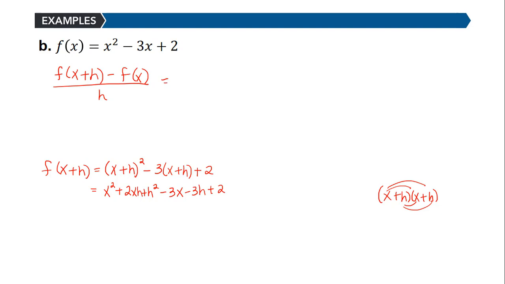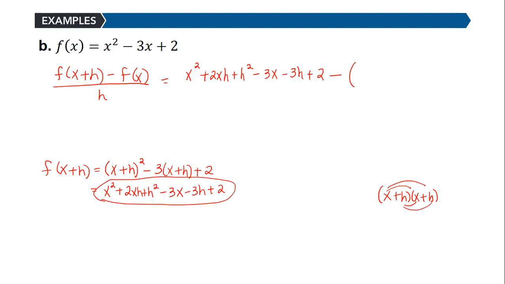So now we go back to our difference quotient, f of x plus h. We're going to put in this entire expression that we just found, which is x squared plus 2xh plus h squared minus 3x minus 3h plus 2. And now we have to subtract off, in parentheses, our function, which is x squared minus 3x plus 2. Then all of that's divided by h.